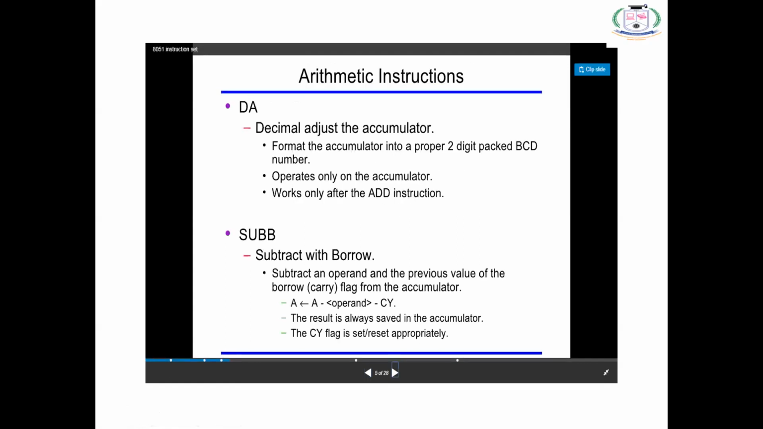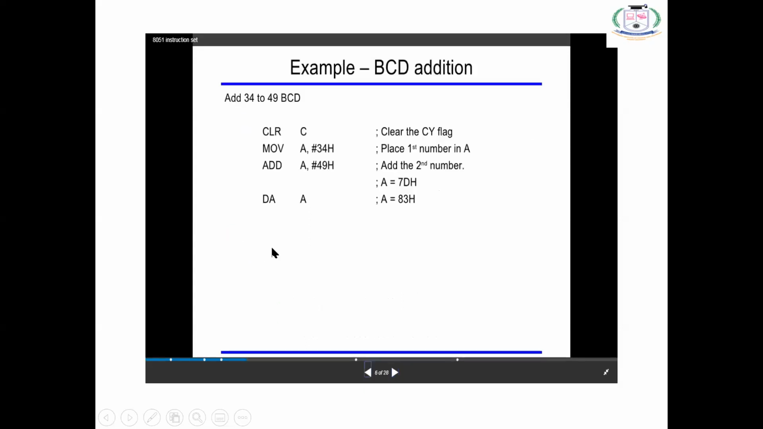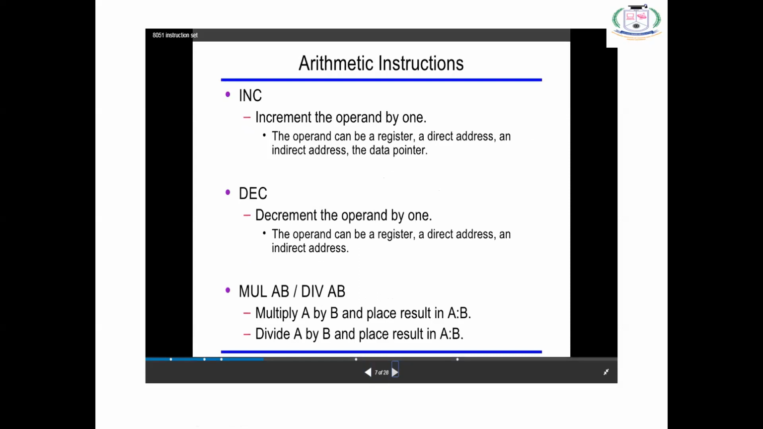The next instruction is SUBB. We all know subtract. Subtract with borrow: the accumulator content minus the operand we specify. That particular operand will be subtracted, and the result will always be saved in the accumulator. Here, instead of carry, the term we use is borrow. So if I want to subtract with borrow, I put SUBB.